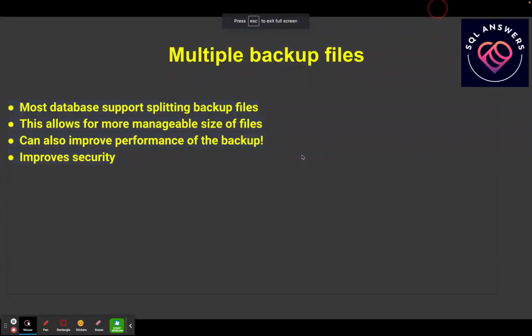Next thing I wanted to mention was that there is the capability in most databases to have multiple backup files. Instead of backing up the entire database to one file, you can split those files up. This allows for much more manageable sizes of your backup files, and it can also significantly improve the performance of your backup. And it improves security, because anyone who wants to restore your backup is going to need access to all of these files. And it's much easier, obviously, to get access to one file than a whole series of them.